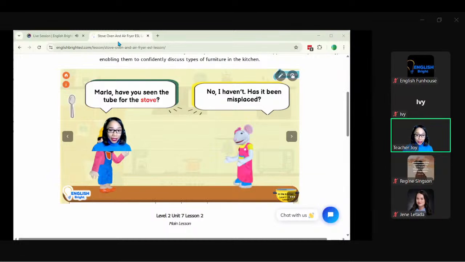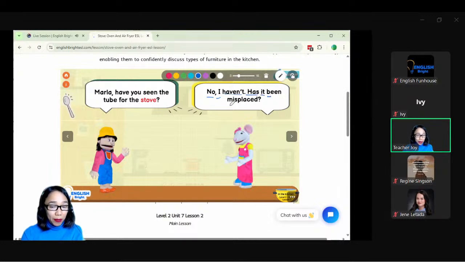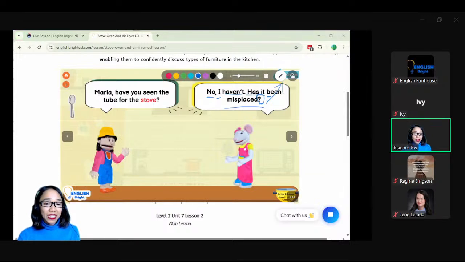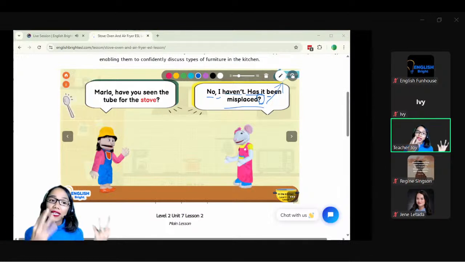And you model it to them. You say, "No, I haven't. Has it been misplaced?" Right? I always show them the question mark. When there is a question mark, it goes like this. "Misplaced," right? It's very important to show them that there is music, there's rhythm when they say the words.